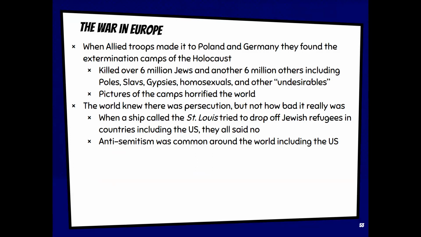When Allied troops, when Russian soldiers, made it to Poland, they began finding extermination camps of the Holocaust. In these camps, over 6 million Jews and 6 million other people were killed, including Poles, Slavs, Gypsies, homosexuals, and other undesirables.